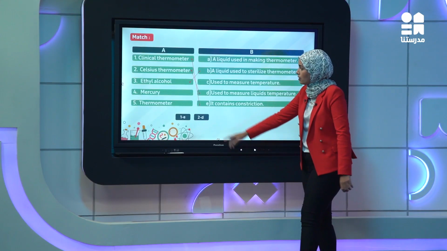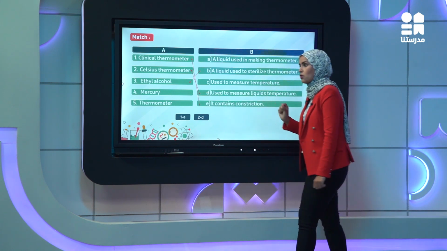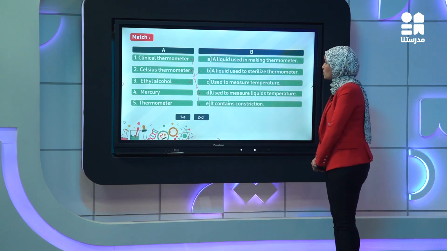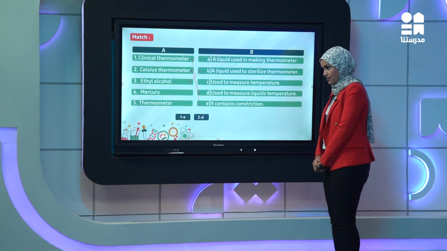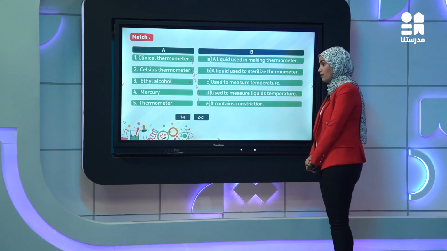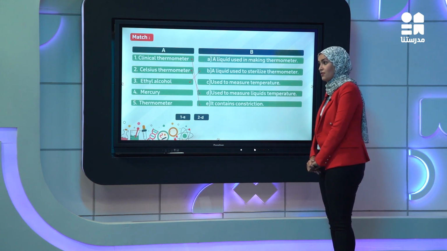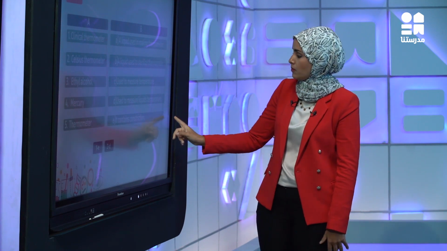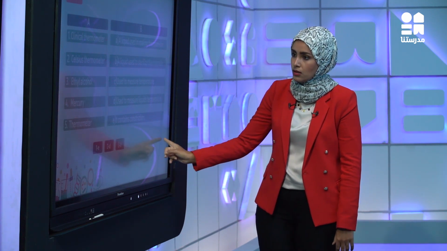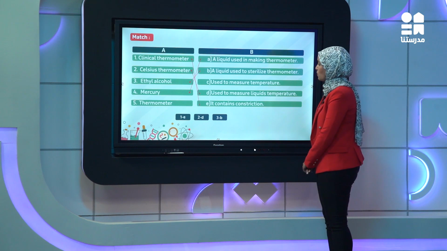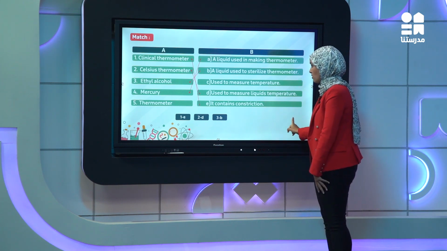Question number 4, mercury. Mercury is also a liquid. Is this liquid used in making thermometer? Yes, mercury was used inside thermometers because it has many advantages. If you remember the advantages of mercury, one was that it is a good conductor of heat. It doesn't stick to the capillary tube, can be easily seen, and it expands regularly. So number 4 is matched with A, a liquid used in making thermometer.